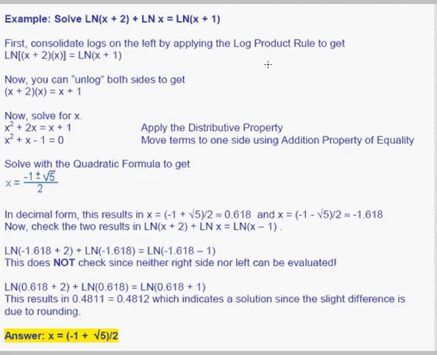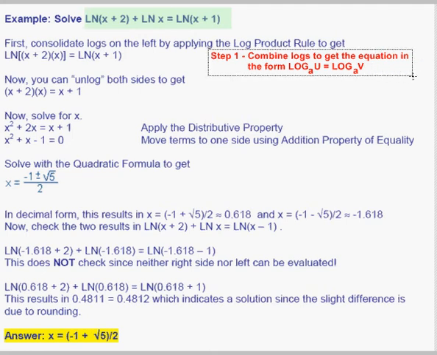We're going to look at one last type of log equation, and that's where you have logs on both sides of the equation. In this case, we're going to look at the equation natural log of x plus 2 plus natural log of x equals natural log of x plus 1. Our first step here is to combine logs together so that we can get our equation in the form log base a of u equals log base a of v.